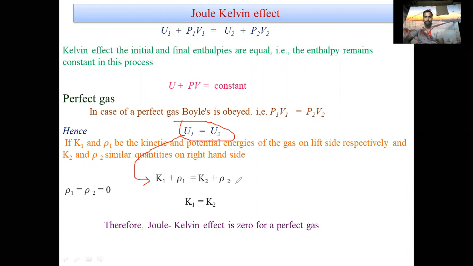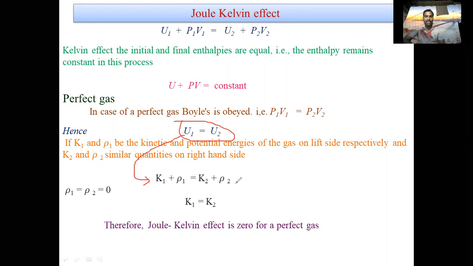Now here in the chamber, suppose V1 and V2 are the same. At that time the intermolecular attraction force is absent, there is no attraction force. That's why there is no potential energy. So ρ1 is equal to ρ2 is equal to 0, and K1 is equal to K2. The kinetic energies are also equal.